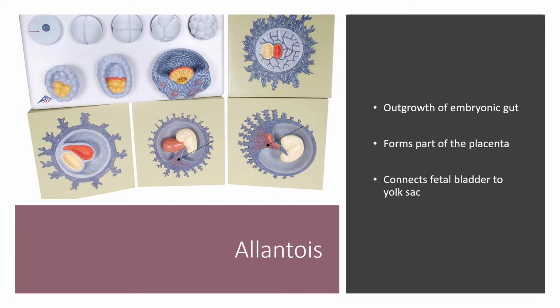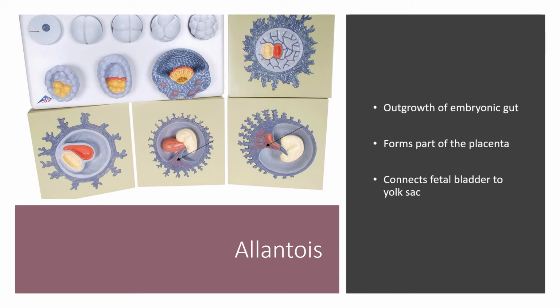There's also the allantois. The allantois is just an outgrowth of the embryonic gut. It basically connects the fetal bladder to the yolk sac, so it's where waste is removed, right? Because the fetus obviously can't remove its own waste. And this is why the allantois forms part of the placenta, right? The allantois and the chorion form the fetal portion of the placenta.